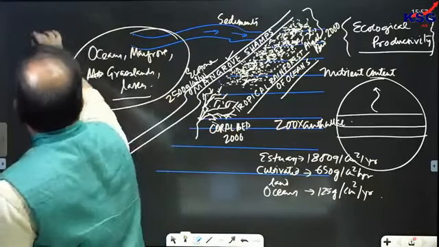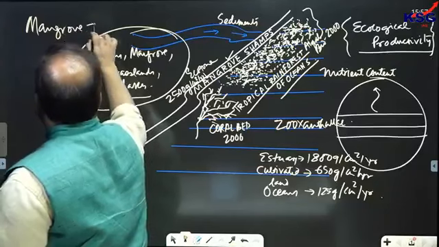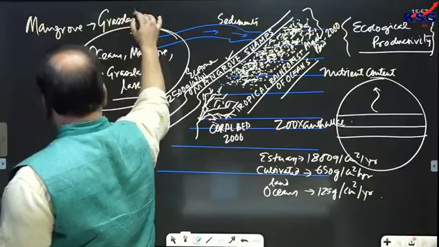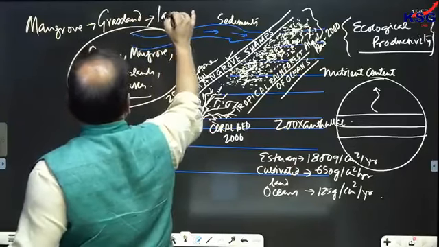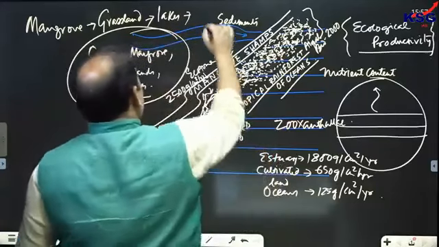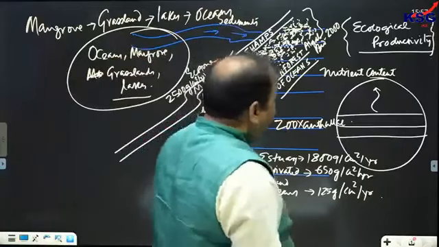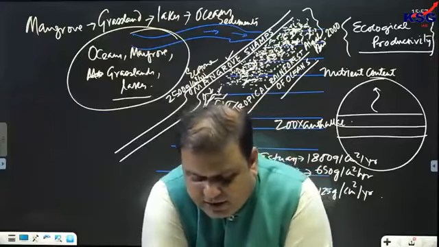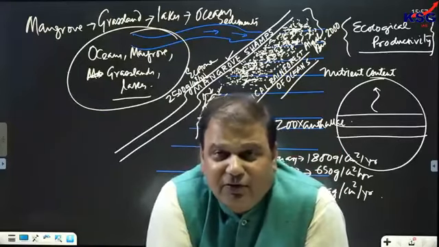The correct order would be what? Mangrove would be first, followed by grassland, because look at the surface area that is responsible for performing photosynthesis. Followed by lakes, because deposition of sediment also takes place in the lakes. And followed by oceans, because it's not mentioned which part of the ocean; the open oceans in general would have low ecological productivity. Clear? This much for today, all of you.